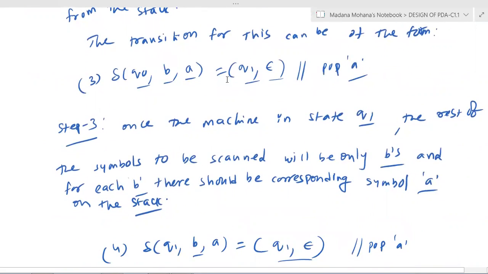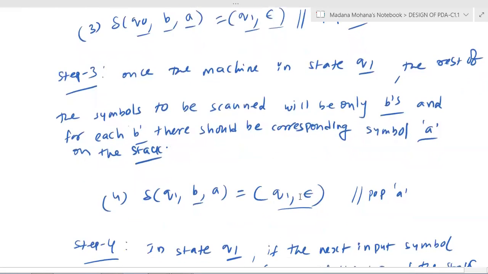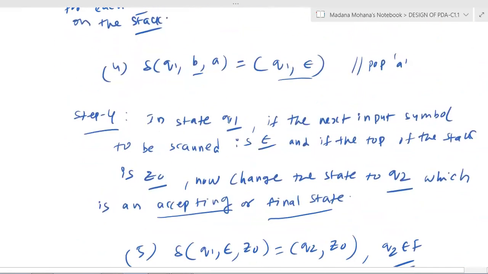Then similarly, now you are at Q1. Again, if the next scanned input symbol is B, and the top of the stack is A, then again you have to pop the next A also with the input symbol B. Here, without changing state, you are at the Q1 state only, and you pop A. Now you are in state Q1. So like that, all A's from the stack are erased by seeing the corresponding B's in the input.